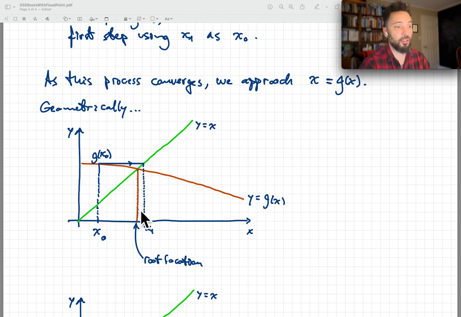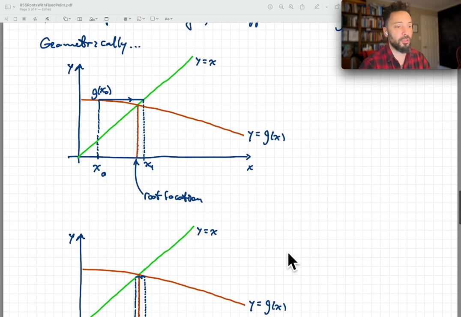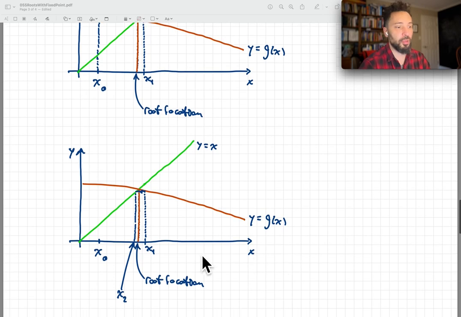This is, by the way, the location of the root where y equals x intersects y equals g of x. And so that's the point here. That's our target point. But now we have an x1. And so we go to the next plot here and we start the same process. From x1, we find g of x1. That's this point right here. And we draw horizontally now to the left, it turns out, up to y equals x. And then downwards to find x2. So that's the location of x2.